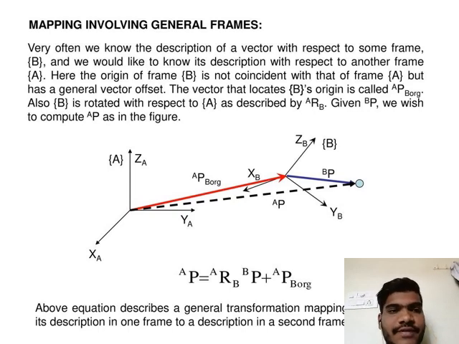Mapping involving general frames. Very often we know the description of a vector with respect to some frame B and we would like to know the description with respect to another frame A. Here the origin of frame B is not coincident with that of frame A but has a general vector offset. The vector that locates B's origin is called AP borg. Also, B is rotated with respect to A as described by ARB. With given BP, we wish to compute AP, as in the figure. The above equation describes a general transformation mapping of a vector.